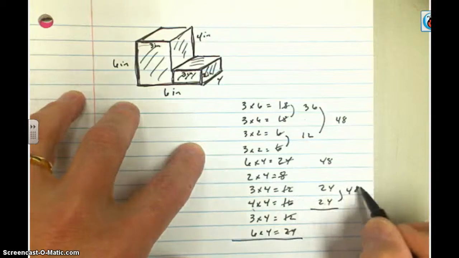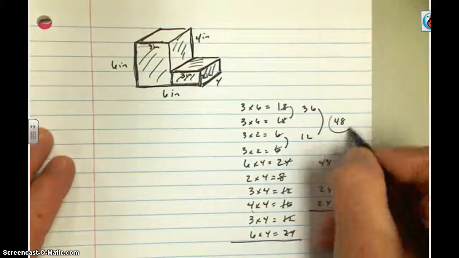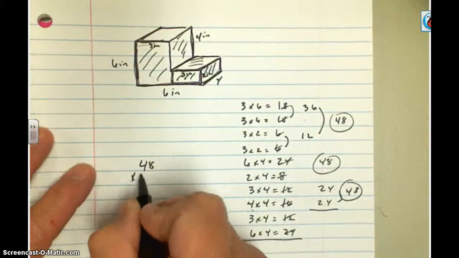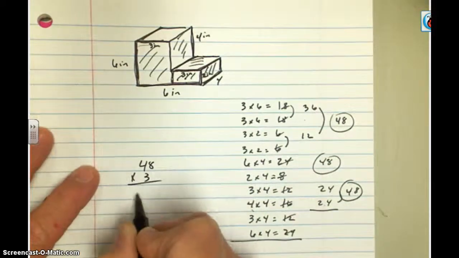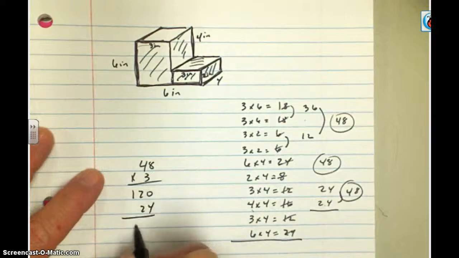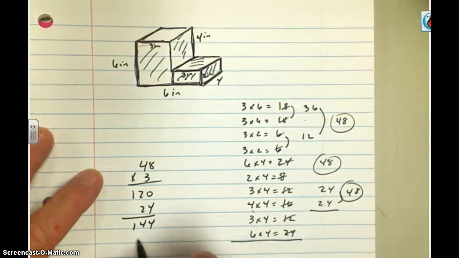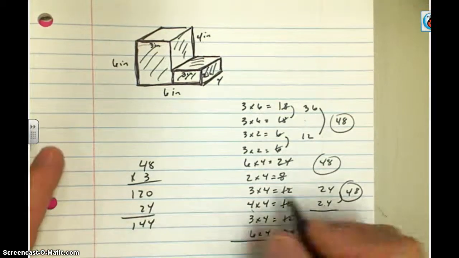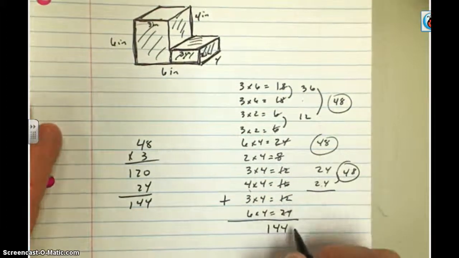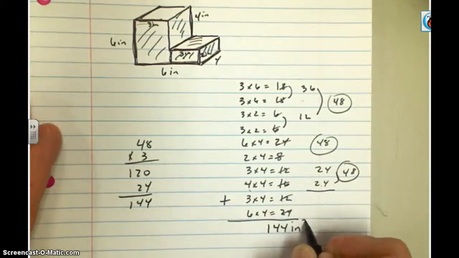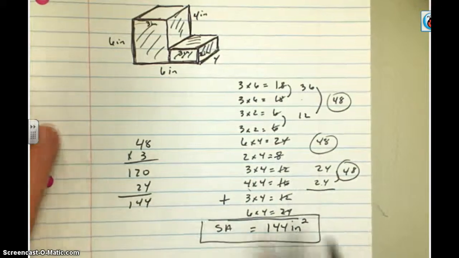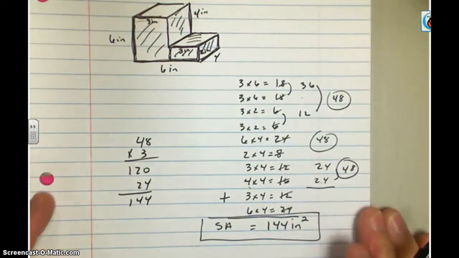So we have 3 groups of 48. So 48, 48, and 48, kind of adding it up, or 48 times 3 would work as well, which is 120 and 24. So 144 is our total. If we added it all up, our total is 144, and we would say inches squared, and that we would label surface area, because again we are labeling the surface area of this shape.